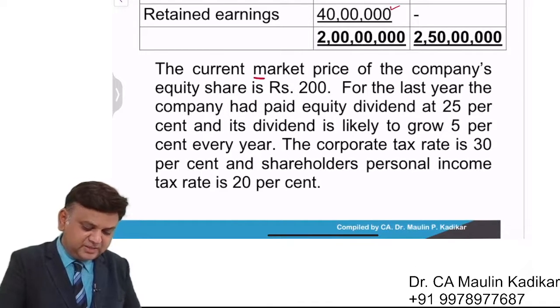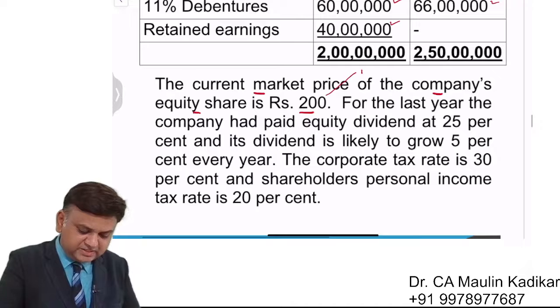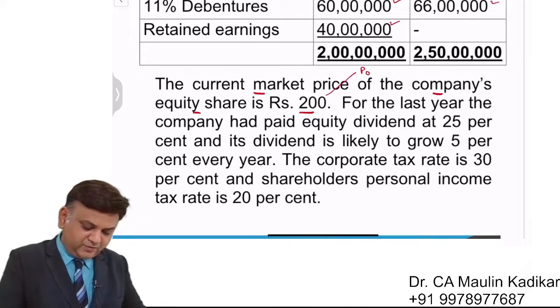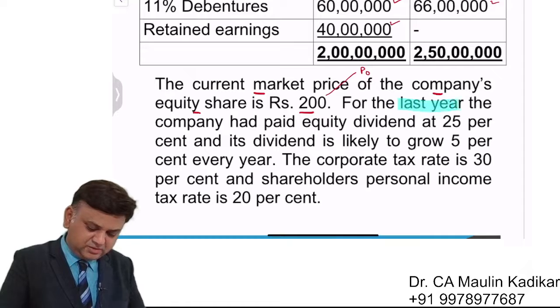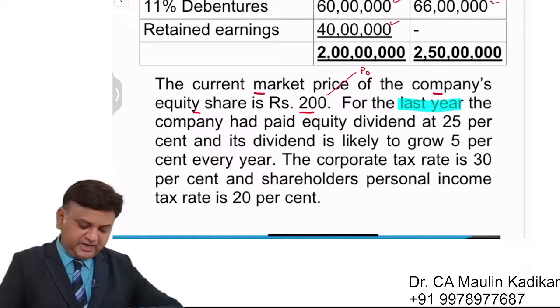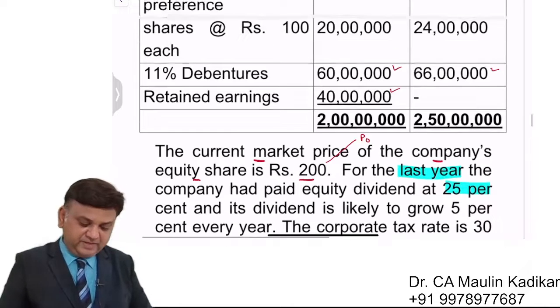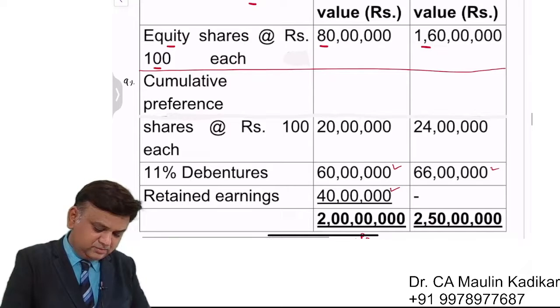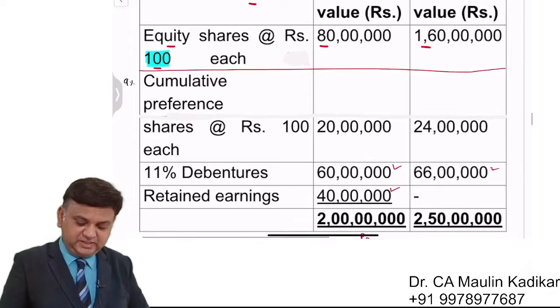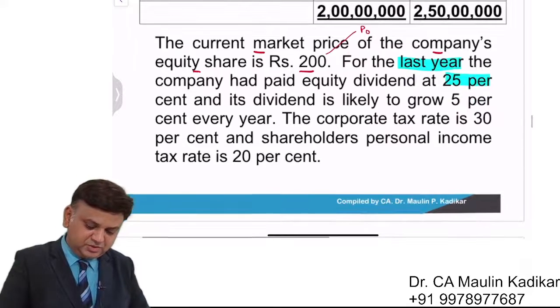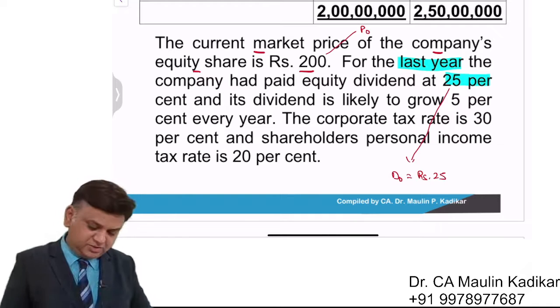The question says that the current market price of the company share is rupees 200. So basically this is given as P0. For the last year, highlight the portion last year, the company had paid equity dividend at the rate of 25%. So please use your calculator. We understand that 100 rupees is the face value, and we have been provided with the information that the rate of dividend is 25%. So the D0 is given as rupees 25, that is 100 into 25%.